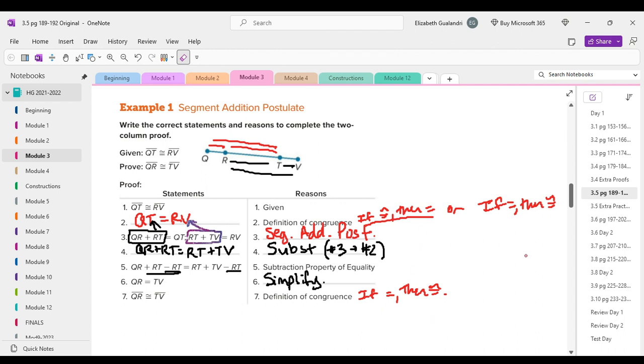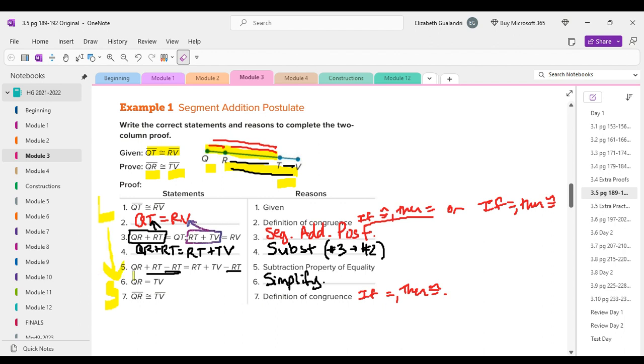Okay, so there's one proof done for us. Now, not every segment addition proof is the same. So what I always talk about is there's kind of 2 ways that these go. If you notice, the given in this case was QT congruent to RV. So QT is a large segment congruent to a large segment, and we were proving QR congruent to TV, which is a small segment congruent to a small. So this is a proof where it goes from the large to the small.